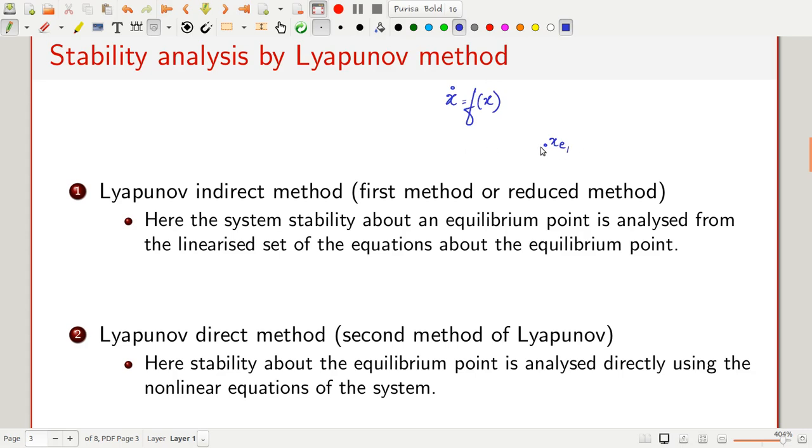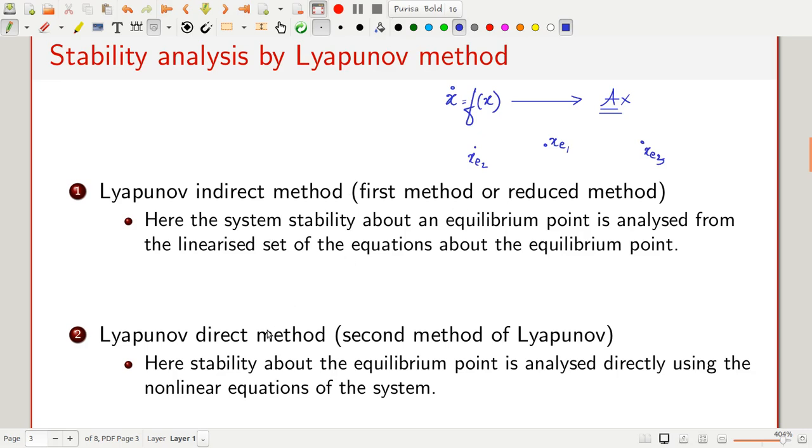For example, I have three equilibrium points, xe1, xe2, and xe3. The system is linearized about all of them, and then we discuss the stability of the linearized set of equations. Once we convert it to a linear equation, we can represent x dot in terms of A times x. Once we have the A matrix, it is quite easy to check the stability of the system. We just look into the eigenvalues of the system. That is the method we are going to discuss in the Lyapunov indirect method. Though it is a simple method, we are discussing it for completeness.